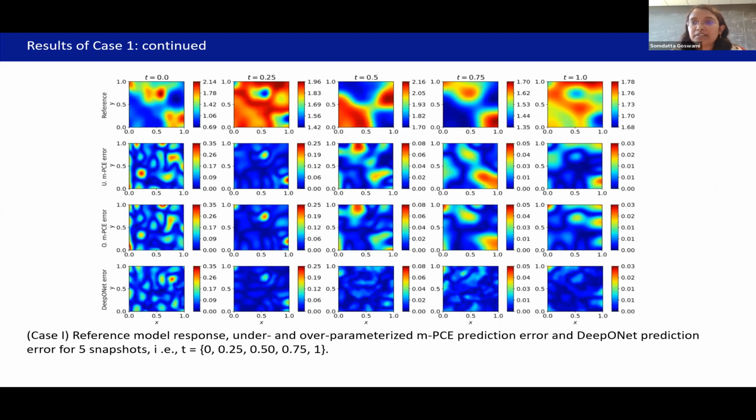This is the final error plot for each of the models for a specific case of a specific reference solution, which is the first row. We can see the errors on the next three rows for DeepNet and the over- and under-parameterized models at 5 timestamps.